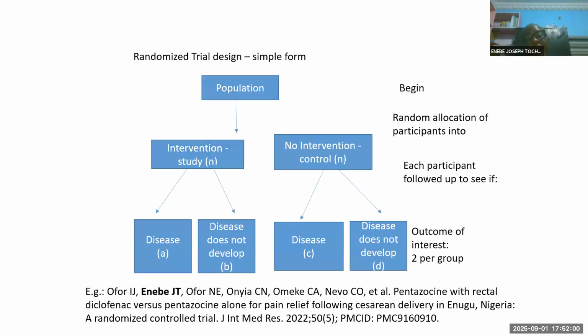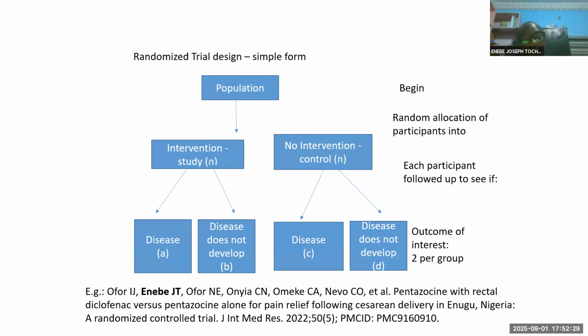Okay, now in a simple form, randomization means seeing a population, that's the beginning of the research. You have one group with the intervention, and the one that doesn't have the intervention, which is the control. Now, you randomly allocate your patients into these two groups. Each participant is followed up to see if they are going to develop the outcome after an intervention. So an intervention is made, and then you follow up. The group that develops the outcome of interest is what you watch out for.